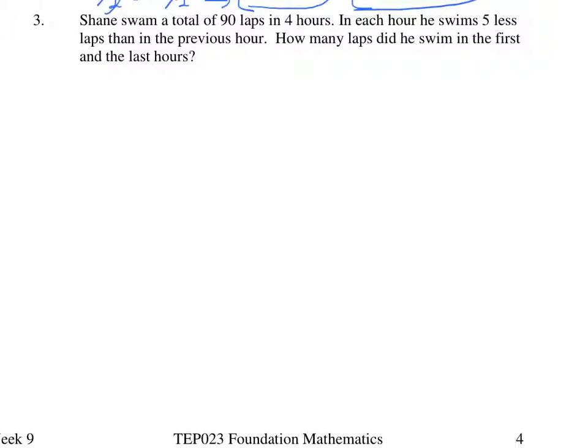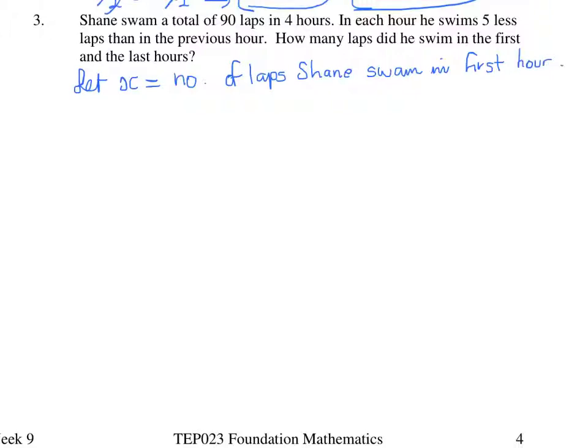So, now we've got to decide what x is. It's an unknown. Let x equal the number of laps Shane swam in the first hour. After all, that's one of the things we're asked, isn't it? How many laps did he swim in the first hour? So we're saying it's x. Okay, so let's now make a table.